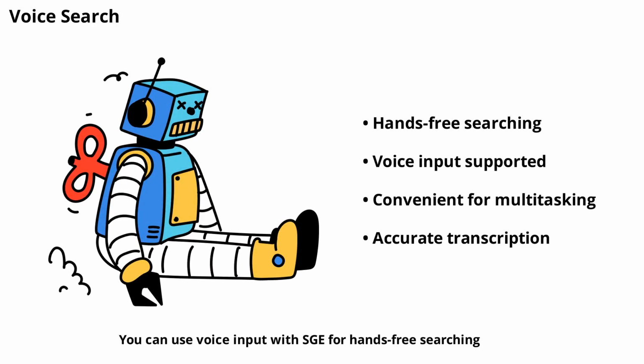You can use voice input with SGE for hands-free searching. Simply tap the microphone icon and speak your query. The AI transcribes your words and generates a response just as it would with typed input. Voice search is convenient for multitasking or when you're unable to type.